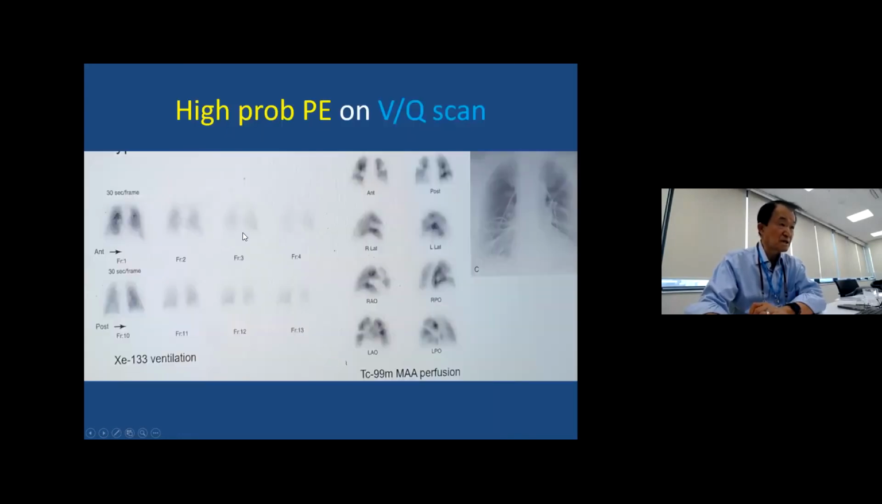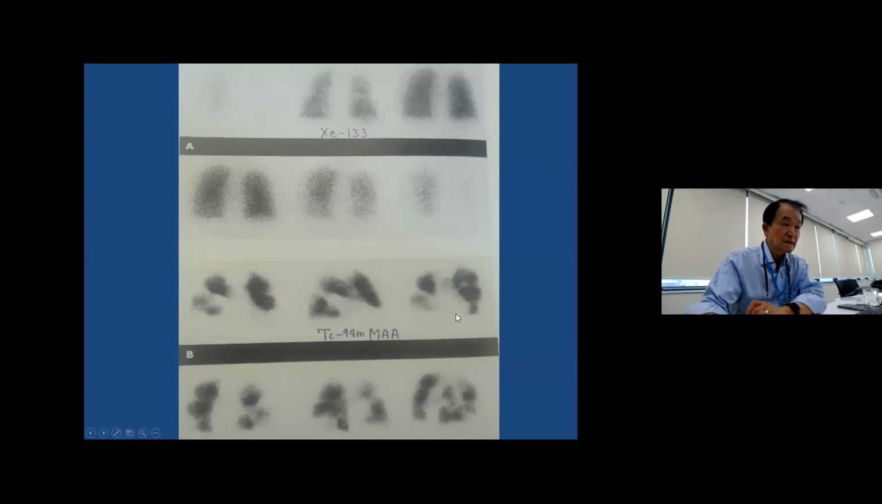But here, the ventilation, wash in, wash out. A little bit is maybe left in the lower lobes, but you can see bilateral, multiple segmental perfusion defects that cannot be matched with abnormality on ventilation. That's a classical high probability, probably above 80%. Again, good wash in, wash out, multiple defects. So it's a high probability.